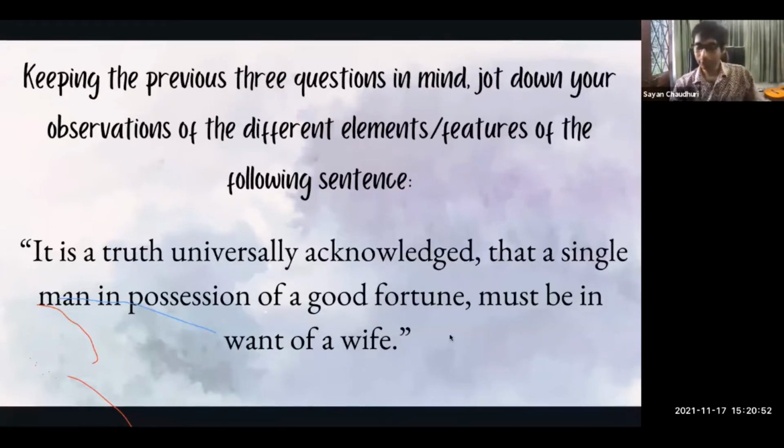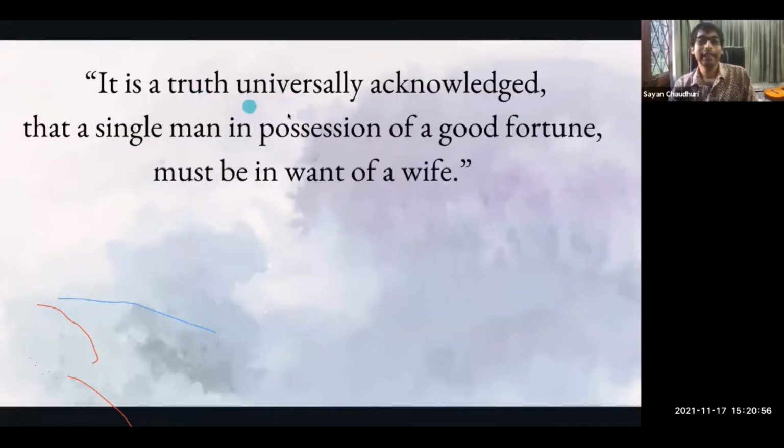But just as I showed you, I want you to think of the sentence through separate parts. You can further break it down, right? "It is a truth": you can treat it as one section. So truth is the subject here, right? What is the truth? That a single man in possession of a good fortune must be in want of a wife. What are the verbs here? Acknowledged, possession, right? So these are some things you can notice, but tell me what are the various associations?